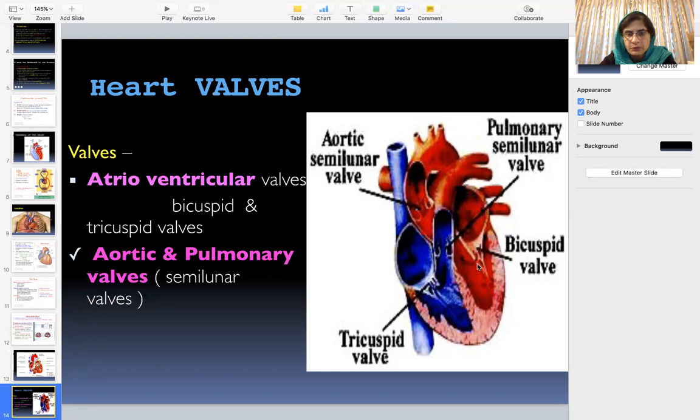And the second type of valves are the aortic valve and the pulmonary valve. The aortic valve is between the left ventricle and the aorta, and the pulmonary valve is between the right ventricle and the pulmonary artery. These two are collectively called the semilunar valves. Why? Because they have a half moon shaped structure. So the bicuspid, mitral or tricuspid valves are called the atrioventricular valves. The semilunar valves are between the ventricles and the aorta and the pulmonary artery. So these are the total four valves present in the heart.